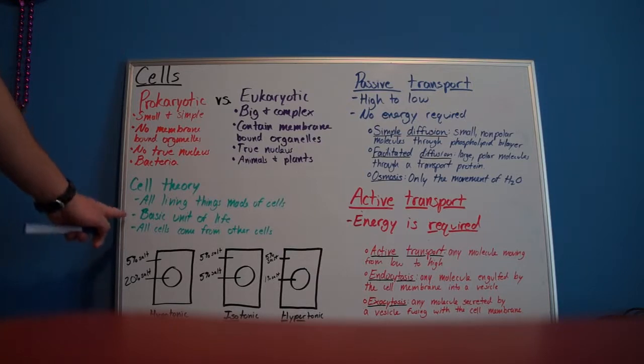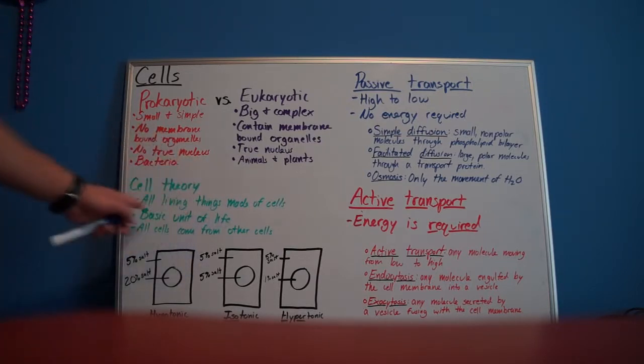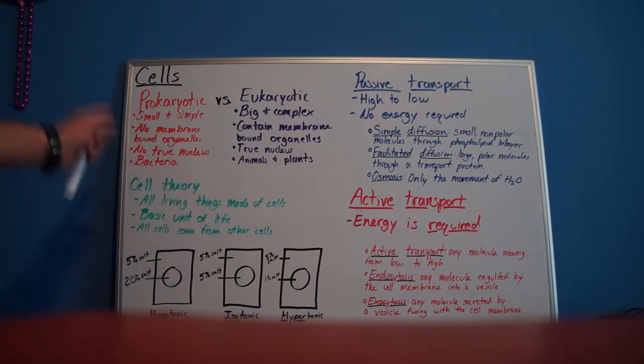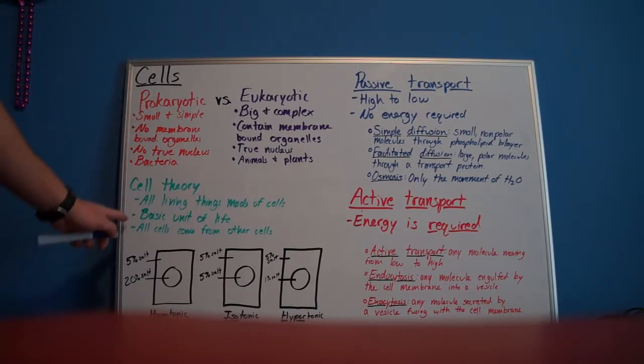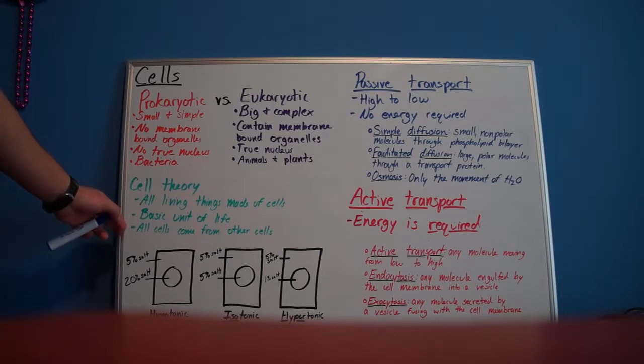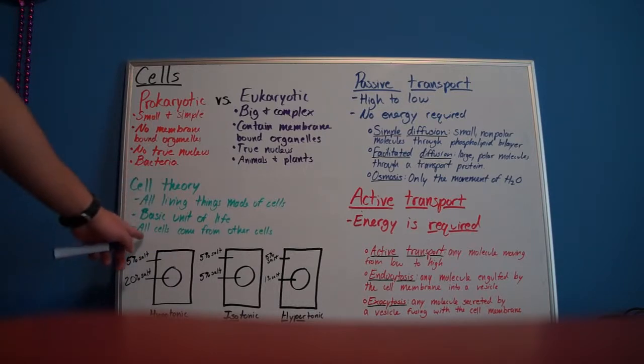Cell theory, 3 parts. All living things are made of cells. We talked about this for characteristics of life too. They'll have to have at least one cell to be considered living. They're the basic unit of life, meaning that life does not start until the level a cell is reached. So things like organelles, molecules, atoms, those are not living things.